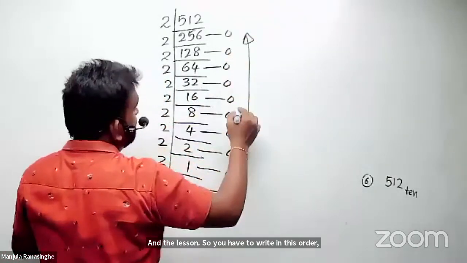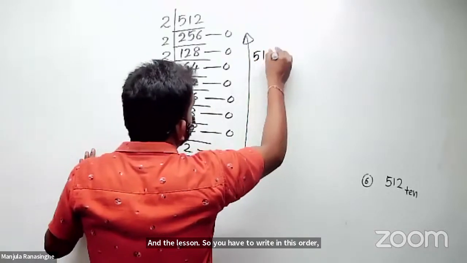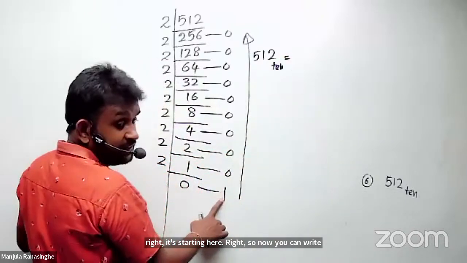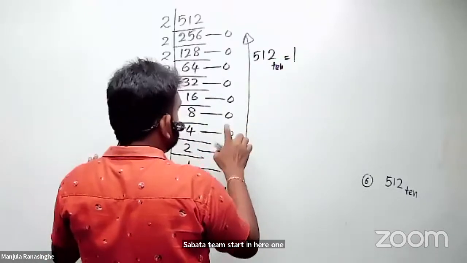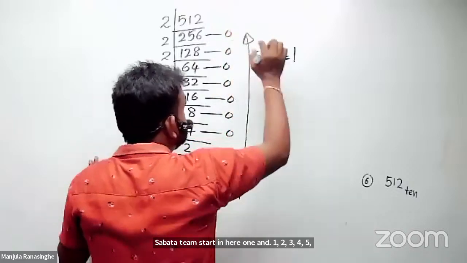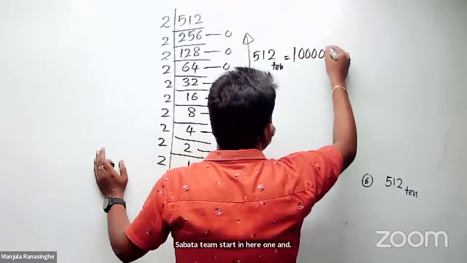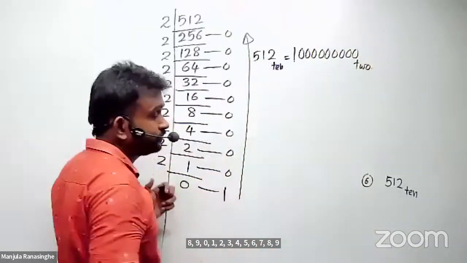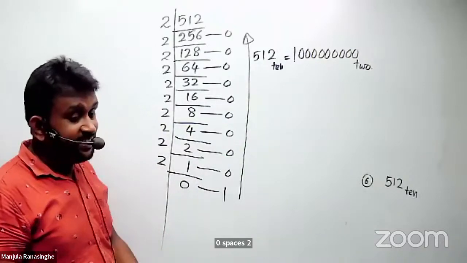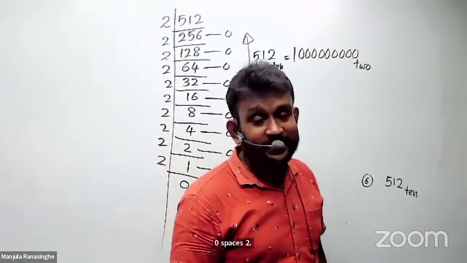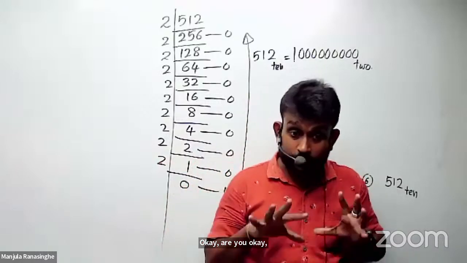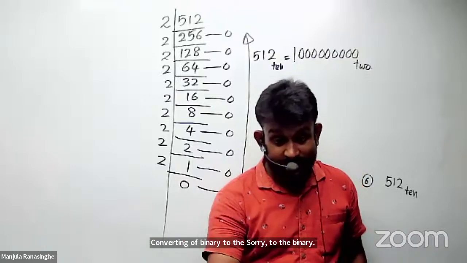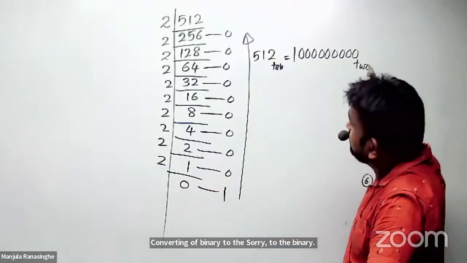Starting here, right? So now you can write 512 to the base 10 equal to, what are they? Starting here, 1 and 1, 2, 3, 4, 5, 6, 7, 8, 9 zeros. Base is 2. Okay, are you okay, everyone? Are you okay with converting decimal to binary? Everyone okay?